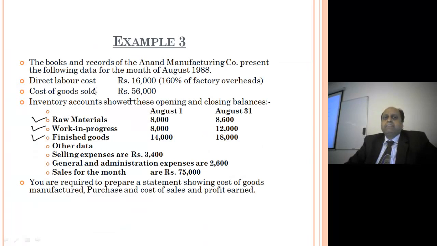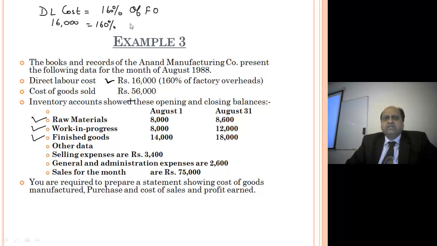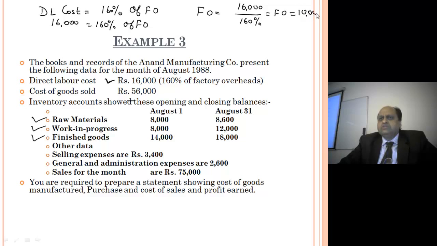The question says that direct labor cost is 16,000, which is 160% of factory overheads. So direct labor cost is equal to 160% of factory overheads. Fine. And this figure is how much? 16,000. So 16,000 is 160% of factory overheads. Now if you divide 16,000 by 160%, you obtain the figure of factory overheads, which is nothing but 10,000. Is it okay?